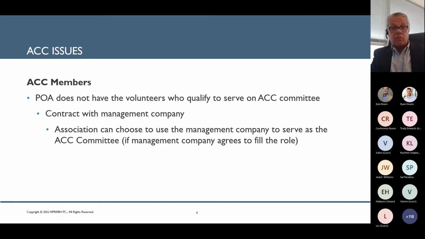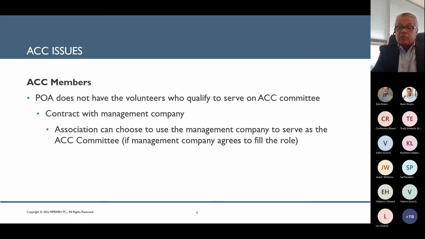Obviously, there's a cost involved with that, and it can be tricky to charge that cost back to the owner, absent language in your governing documents that may allow you to charge that cost back to the owner if you're using a third party as the ACC. Some management companies really aren't interested in serving on the ACC. So if you're trying to use your management company, you may have to talk to them.